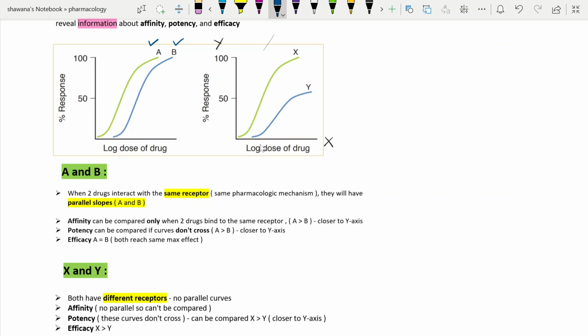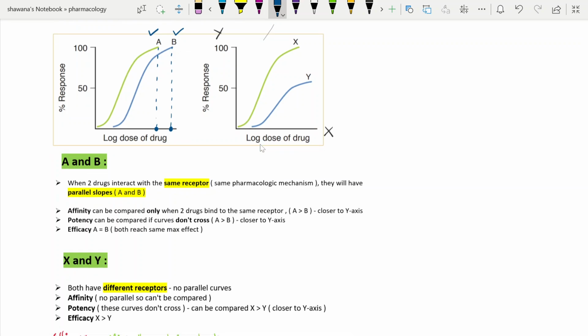And drug A at such a low dosage, for example this particular dose, can produce a maximum effect. On the other hand, drug B is producing the same effect at a higher dose. So drug A is the more potent drug, right? And efficacy: both of these drugs, A and B, or agonists, have the same efficacy because they reach the same height. Let's talk about X and Y.